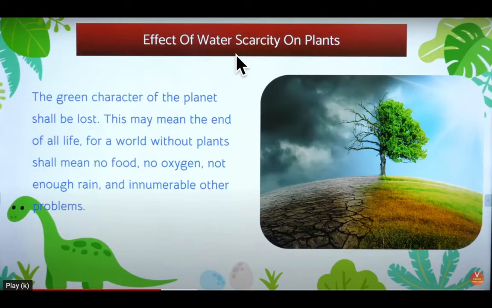Now, the effect of water scarcity on plants: what will be the effect on plants with a shortage of water? If there is no water, plants will not get water and they will die. The life of a plant also depends upon water. The green cover of the planet will be lost. If plants are not there, then there is the end of life. This may mean the end of all life, for a world without plants means no food, no oxygen, no rain, and other problems also. We, every person and every organism on this planet, depend directly or indirectly upon plants. If plants are not there, life on earth will not be there.